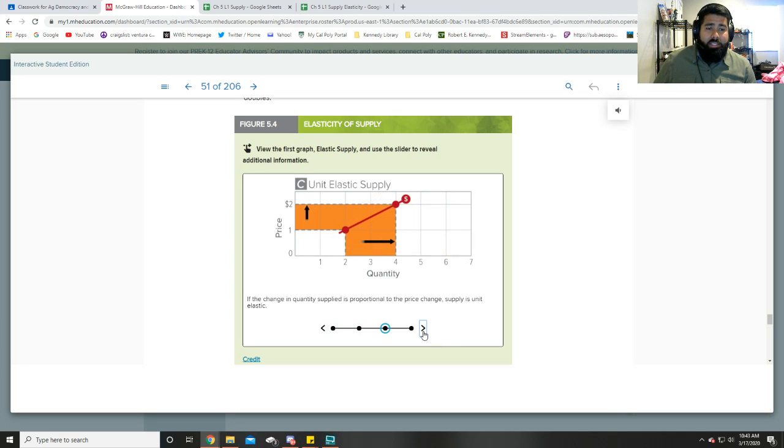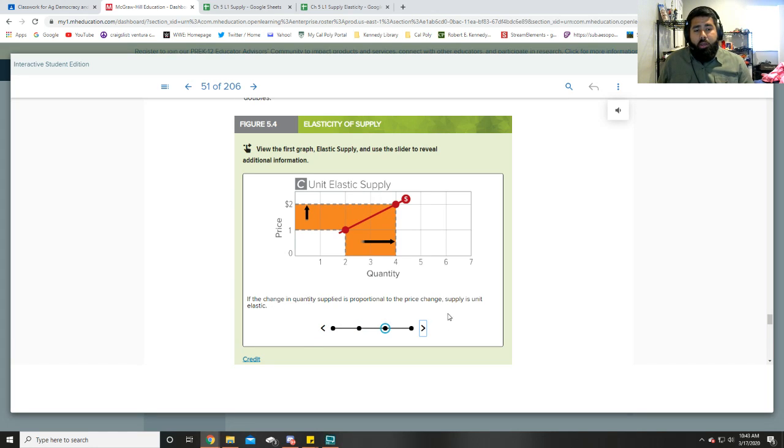Now, lastly, we have right here our unit elastic supply, and if you can see here, for some reason, it's a change in $1, and it still went over a little bit more than the inelastic one. So if we go back, you see inelastic, it went over 1 and it rose 1. Wouldn't you think that it would be unit elastic? But not always the case, and we're going to go into that in just a bit.